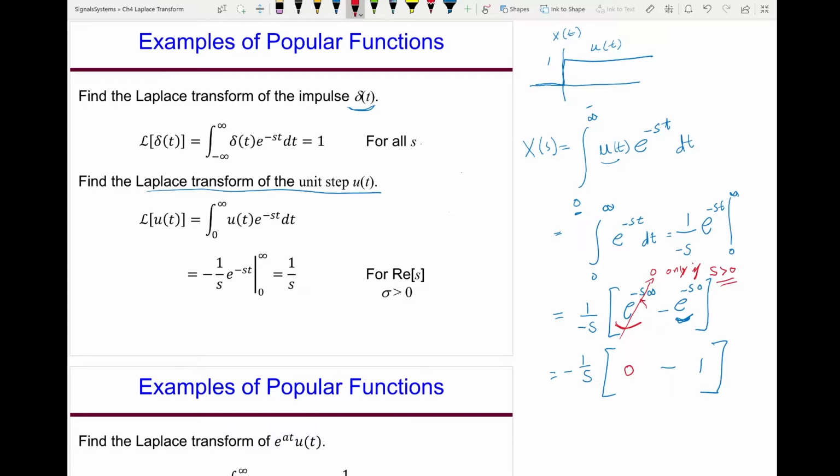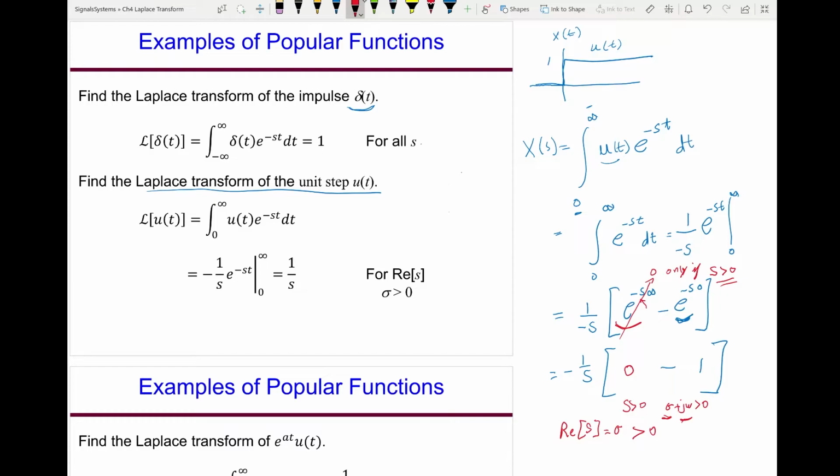So what does s larger than 0 mean? That means sigma plus j omega larger than 0. J omega just oscillates, so it will never go to infinity. But sigma may cause it to go to infinity if it's positive. So that means the real part of s, which is the same as sigma, must be larger than 0.